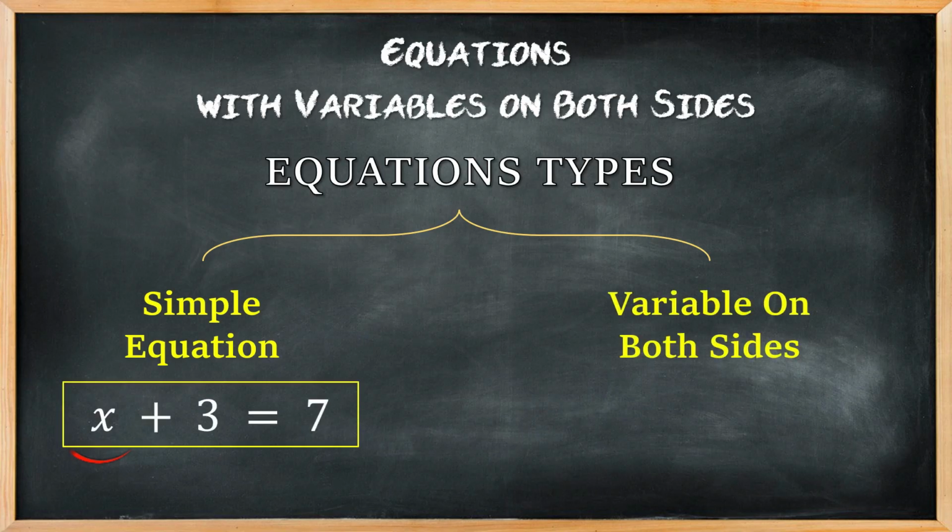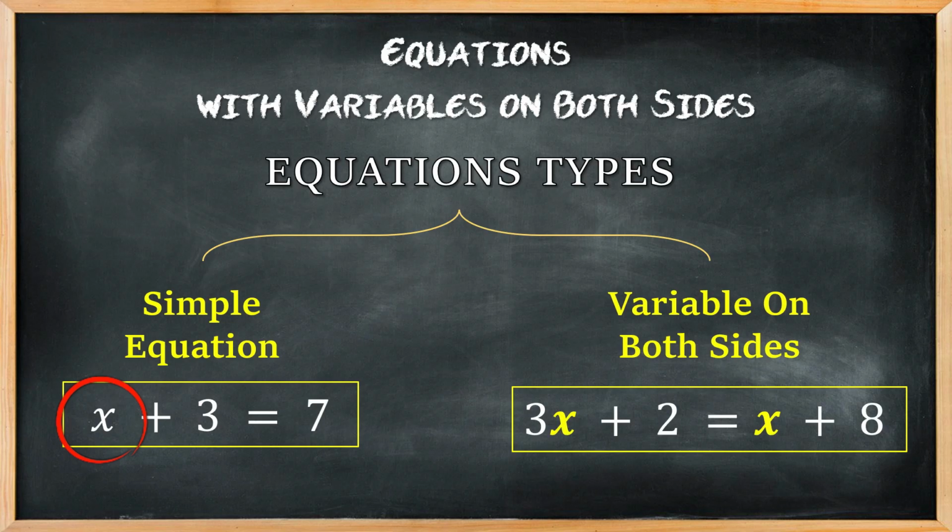On the left, we have a simple equation where the variable x appears only once. On the right, we have an equation where x appears on both sides of the equal sign. Notice how in the equation on the right, we have 3x on the left side and x on the right side. This is what makes it more challenging to solve.